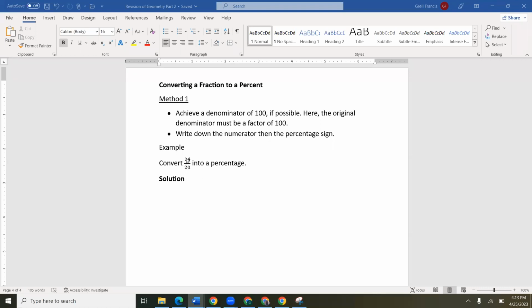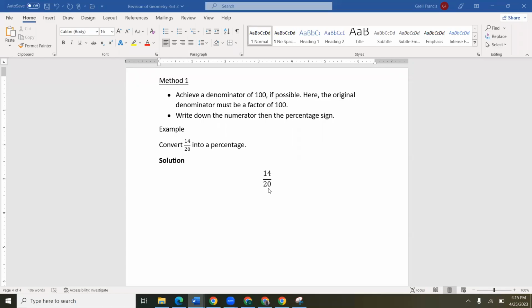Now you will notice that 14 over 20 has a denominator of 20. And that denominator of 20 is a factor of 100. Okay? 20 can go into 100. How many times can 20 go into 100? How many 20s are there in 100? So clearly we can see that we need 5 20s to get 100. A 20 and a 20 and a 20 and a 20 and a 20 will give us 100.